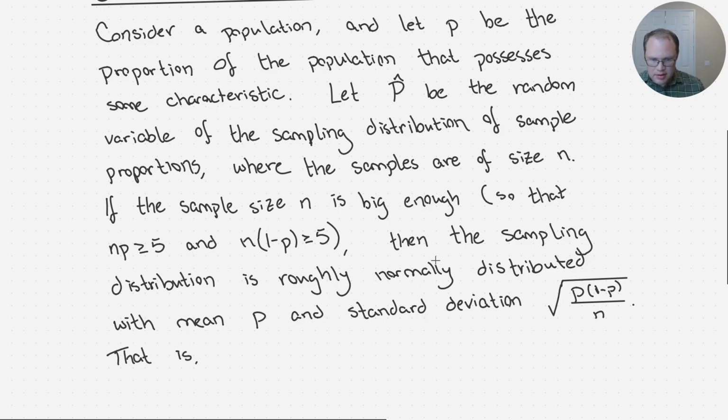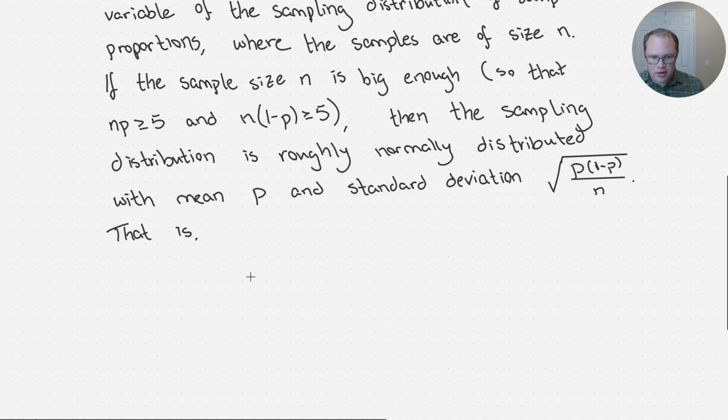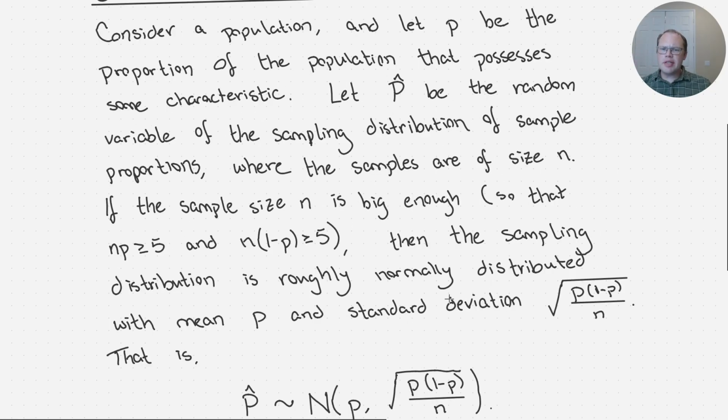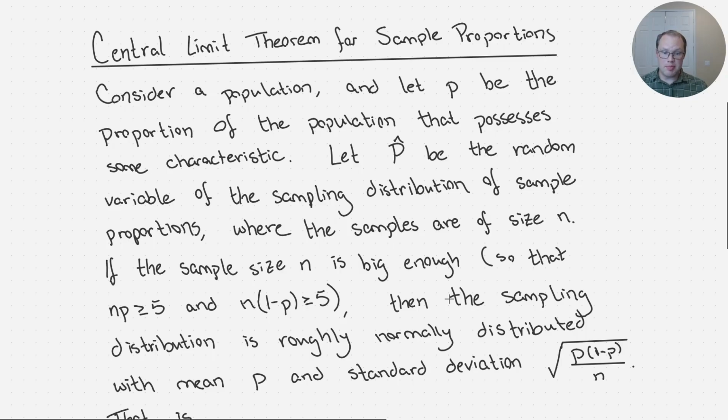That is, as long as n is large enough, that sampling distribution of all possible sample proportions is normally distributed, and the mean of that distribution is the same as the population proportion, and the standard deviation of the distribution is the square root of p times 1 minus p over n. So this is very similar to our central limit theorem for sample means.